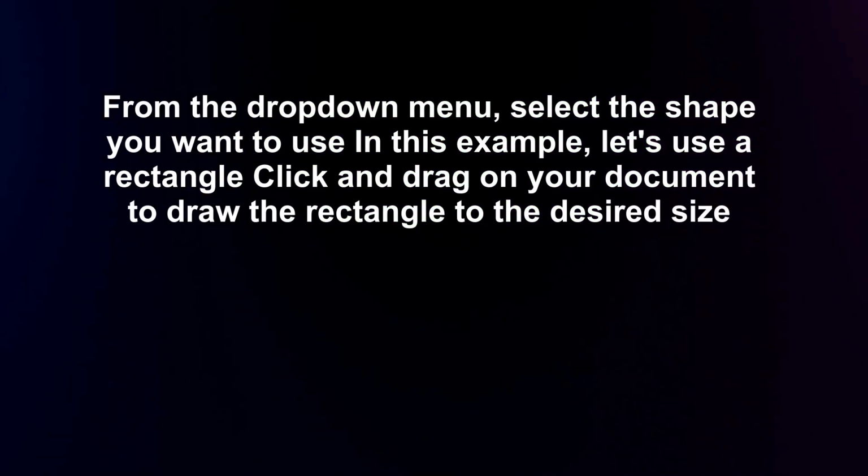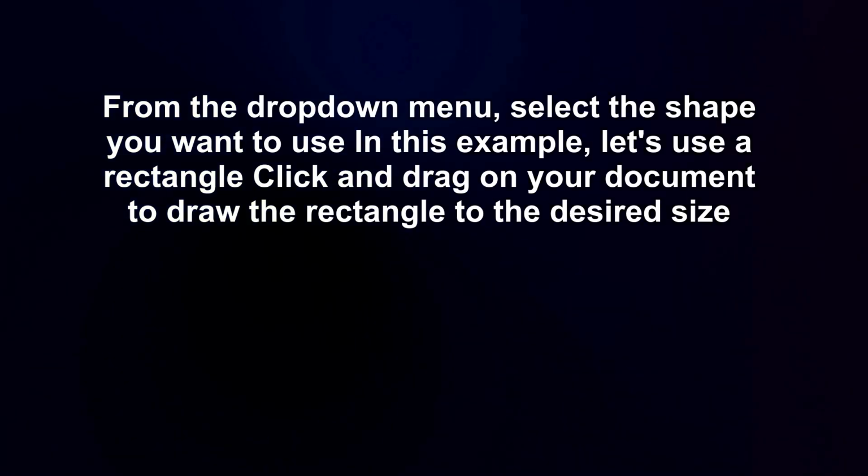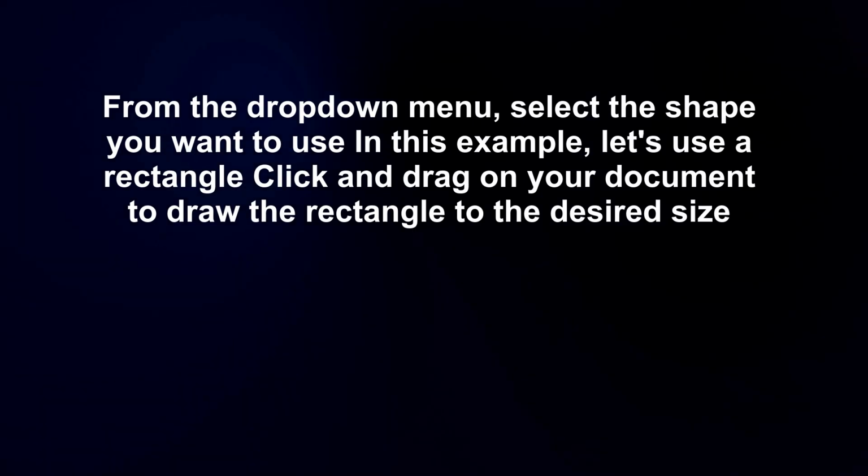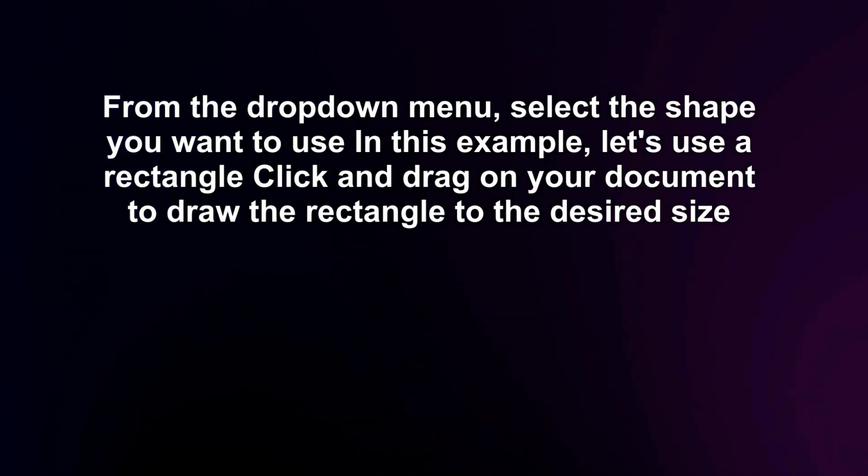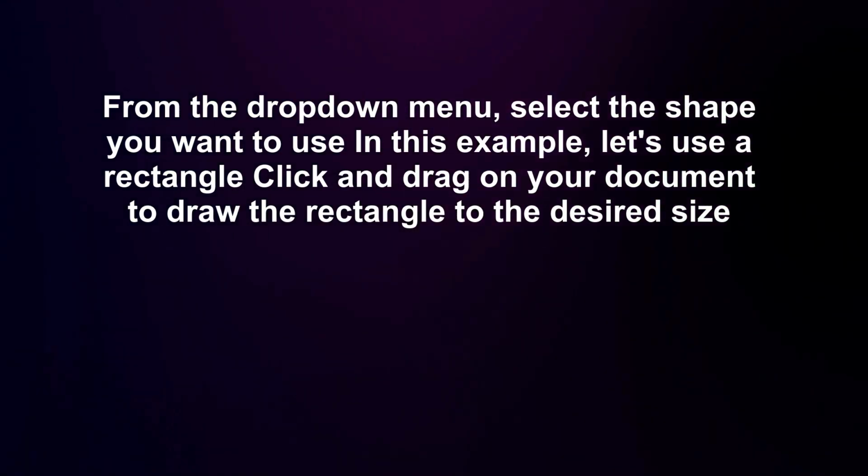Click on Shapes. From the drop-down menu, select the shape you want to use. In this example, let's use a rectangle. Click and drag on your document to draw the rectangle to the desired size.